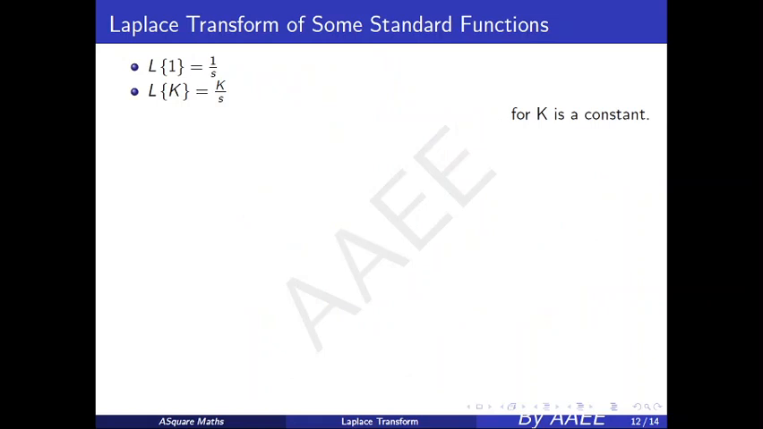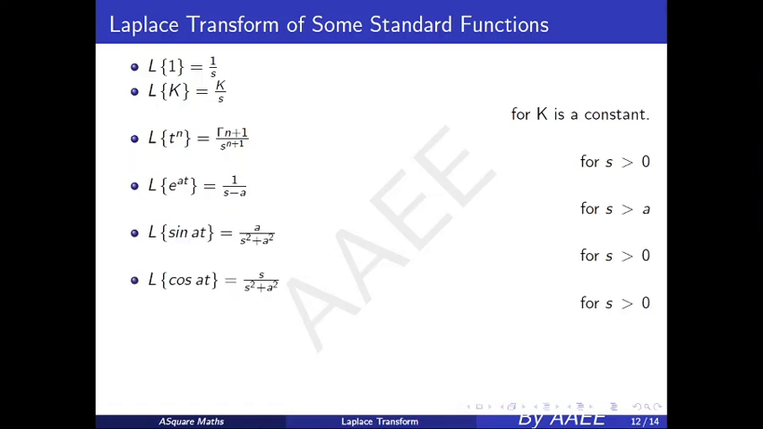Laplace transform of 1 is equal to 1 by s. Laplace transform of k is equal to k by s, where k is constant. Laplace transform of t raised to n is equal to gamma n plus 1 upon s raised to n plus 1. Laplace transform of e raised to at is equal to 1 upon s minus a, for s greater than a. Laplace transform of sine of at is equal to a upon s square plus a square, provided that s is greater than 0. And Laplace transform of cos of at is equal to s upon s square plus a square.